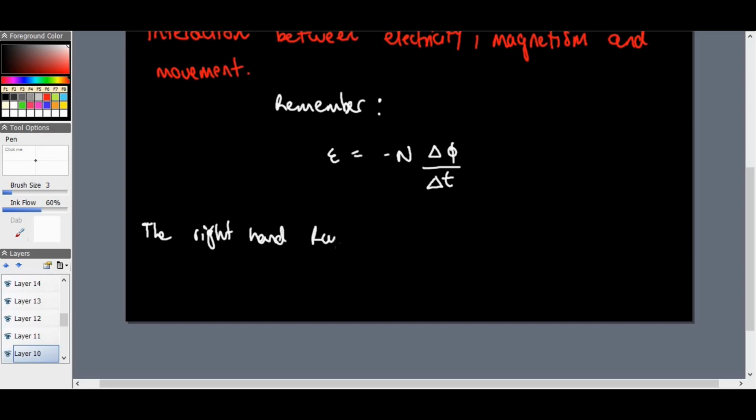Now we must bring into the teaching here the right-hand rule, which is also part of our revision. The right-hand rule, which is a little less common, is called the right-hand or Dynamo Rule, which was Fleming's right-hand rule.